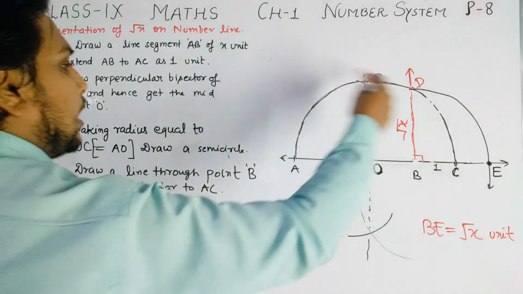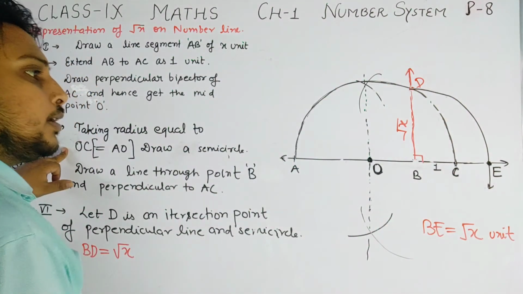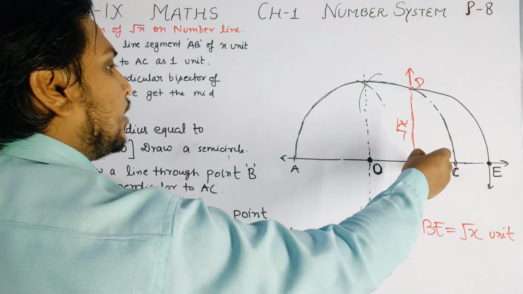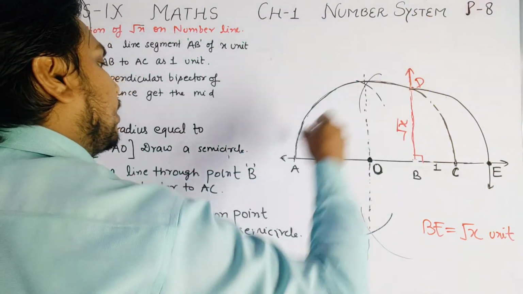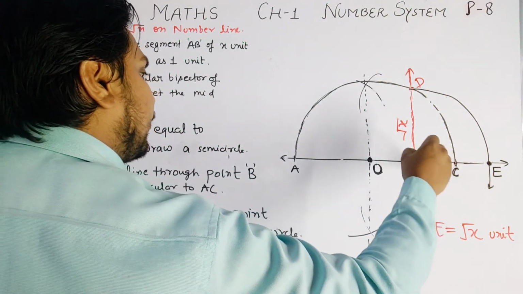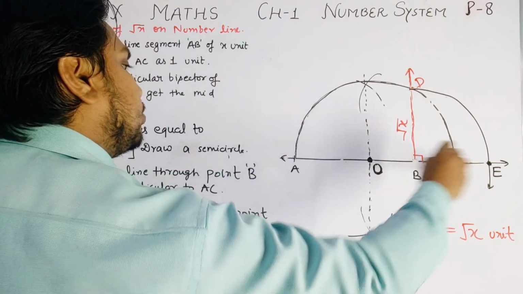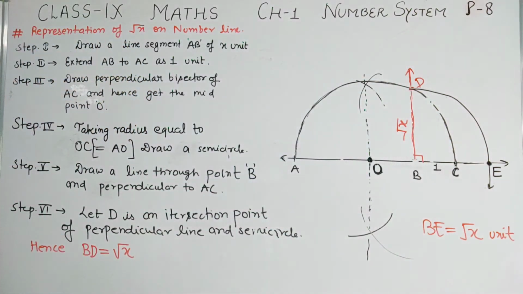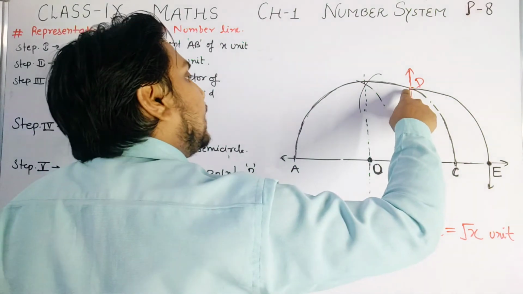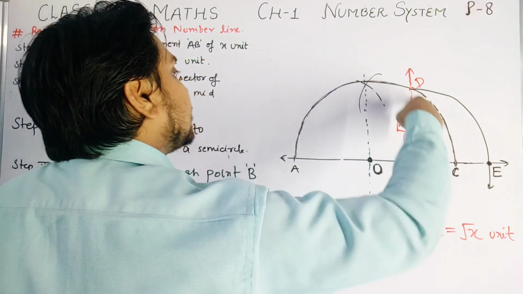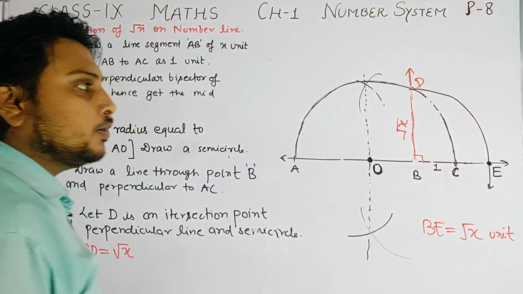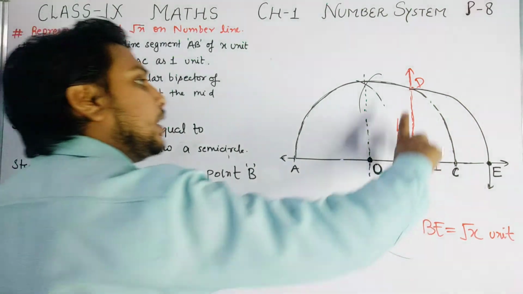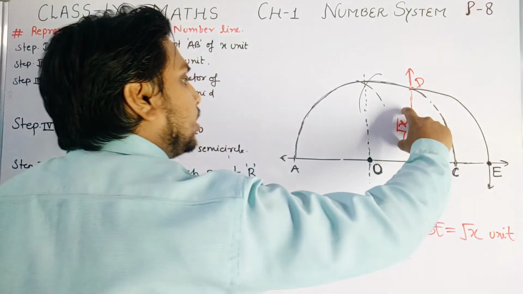Okay. After drawing a semicircle, from point B I have drawn a perpendicular to AC. Wherever this perpendicular line cuts the semicircle, that point will be your D. So we can say that this distance BD is your square root of x.